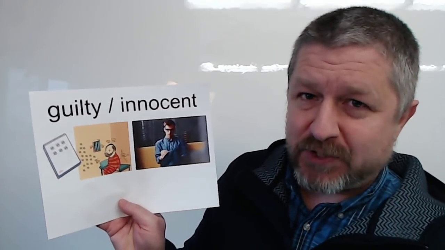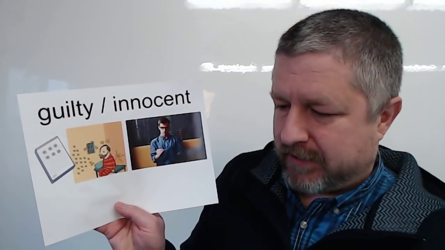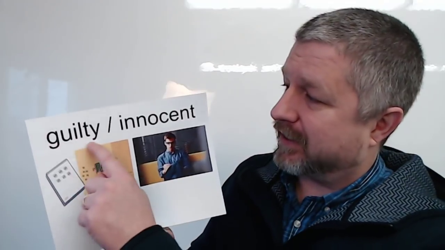Here we have guilty and innocent. So this person's in jail. He was guilty of whatever he did. So guilty means that you did it. So let's say you're a bad person. I know none of you are, but let's pretend you're a bad person and you stole a car and the police caught you and they have evidence on video camera that you stole the car. You're guilty of stealing that car.